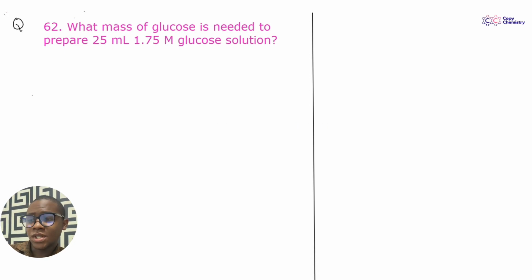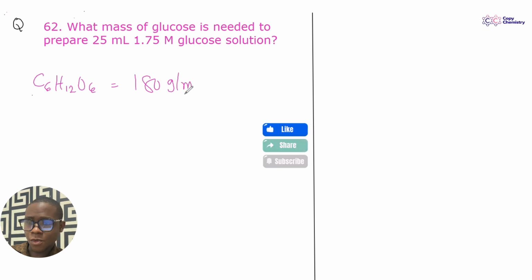Alright, let's solve this one. This is number 62 on stoichiometry. What mass of glucose is needed to prepare 25 ml of 1.75 molar glucose solution? Your glucose is C6H12O6 and it has a molar mass of about 180 grams per mole.